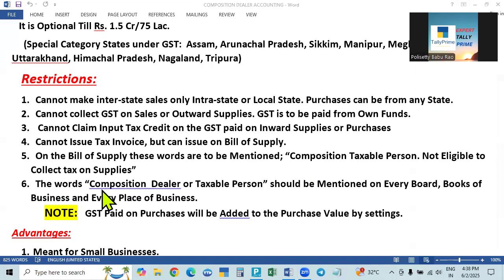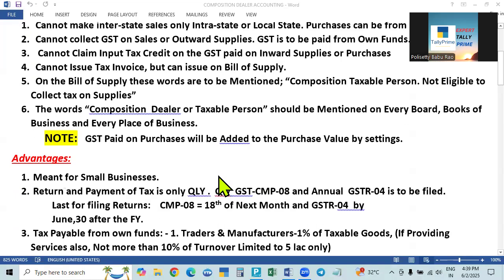And one more thing: since he is a composition dealer, on every board in his business, the name boards and everything, he has to mention the GST number. The GST number is the same for regular or composition, both registered dealers. First the two state digits, then the 10-character PAN, then the one-digit numeric entity code, then Z, which is compulsory, and then the last digit will be either an alphabet or a number. It will be the checksum code. That is the number for both regular as well as composition dealers. So he has to mention the number everywhere.